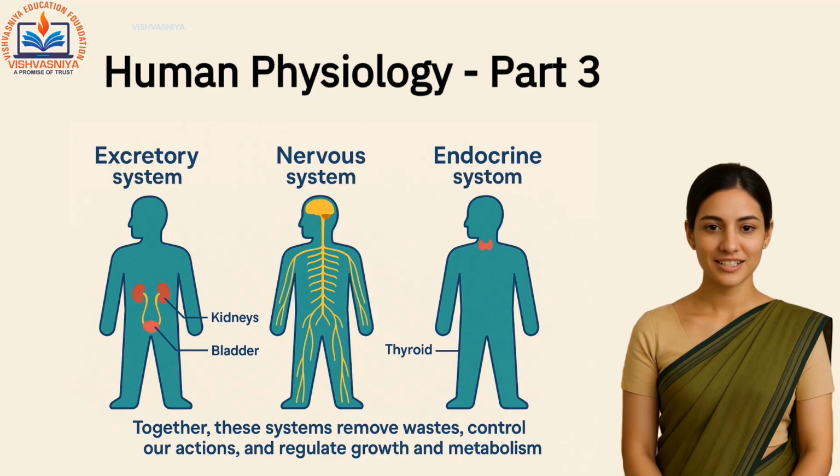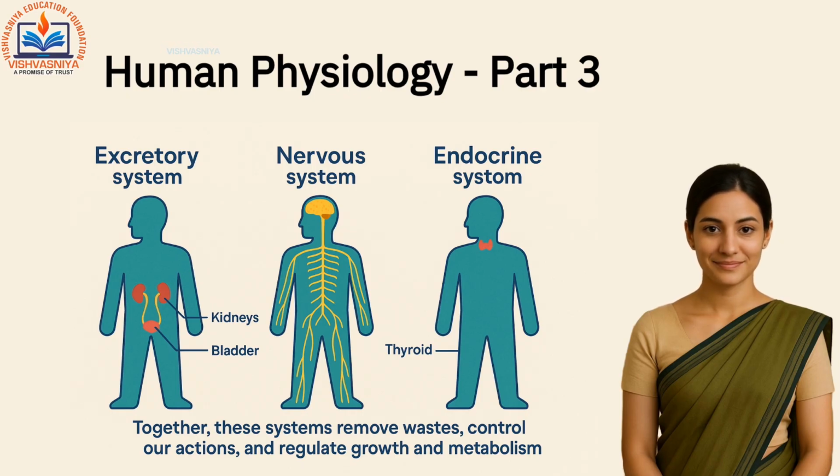In earlier parts, we explored the digestive, respiratory, and circulatory systems. Today, we will study three more important systems: the excretory system, the nervous system, and the endocrine system. Together, these systems remove wastes, control our actions, and regulate growth and metabolism.